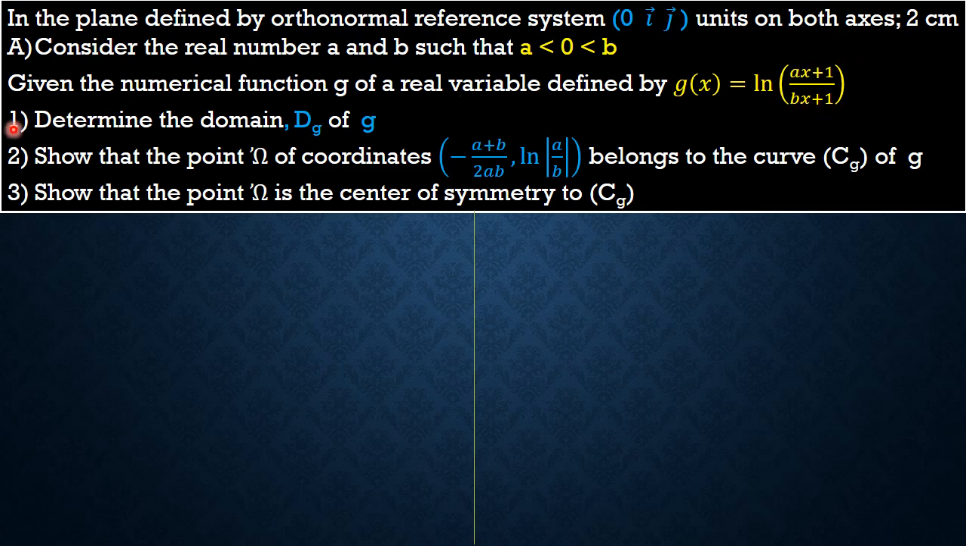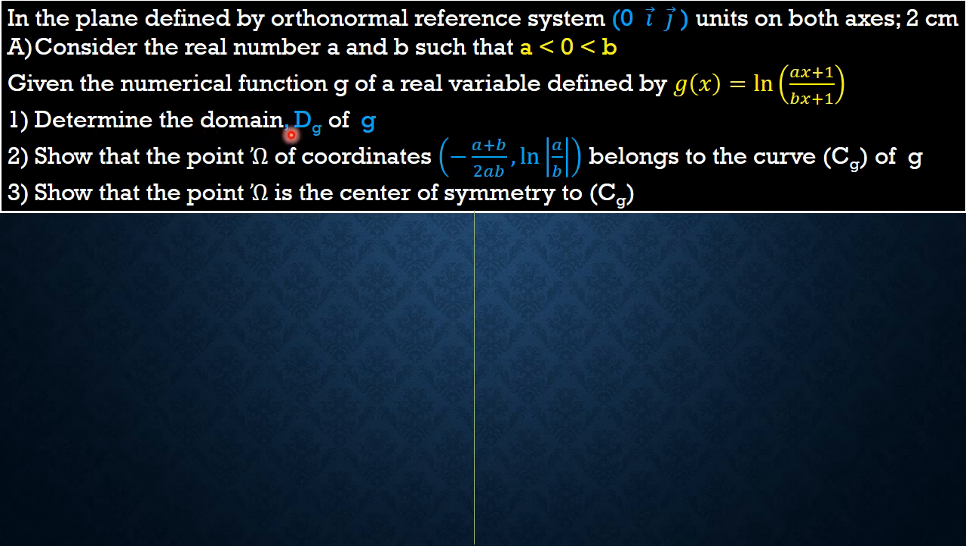Good. Now the first part is saying that we should determine the domain of g, and 2, we should show that the point omega of coordinates negative (a plus b) over 2ab, times the natural log of the absolute value of a over b, belongs to the curve C of g. Then question 3 is saying that we should show that the point omega is the center of symmetry of g. All right, so friends, let's start with the first part.